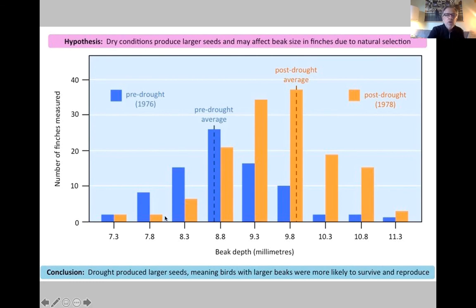The blue represents the 1976 bill size in the population. And then here it is, the 1978 bill size, which you can see the average had increased by over 1 millimeter in beak depth. That's natural selection in action, and this has continued to be observed on Daphne Major since then.